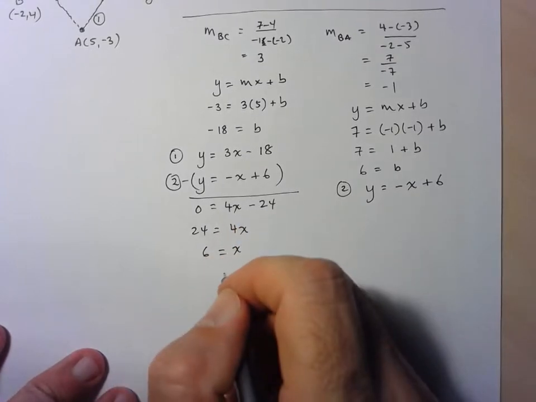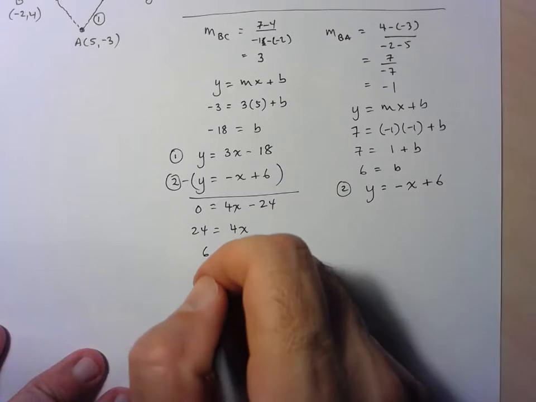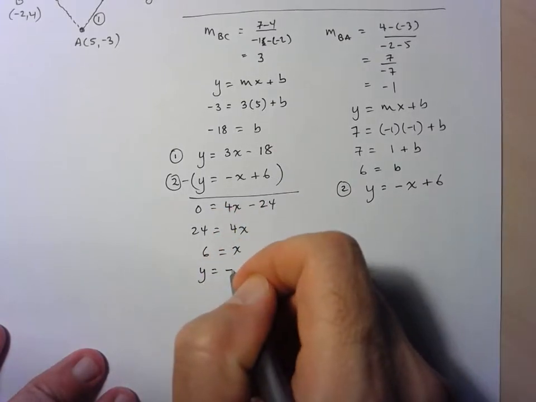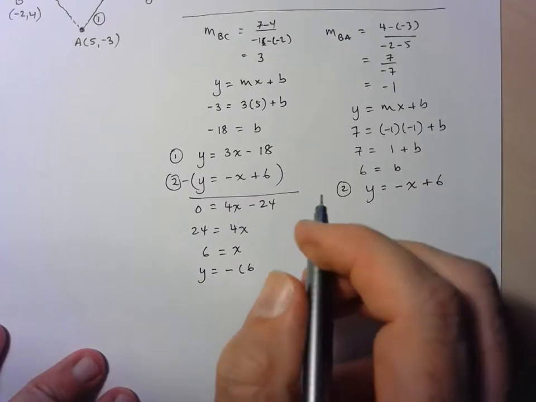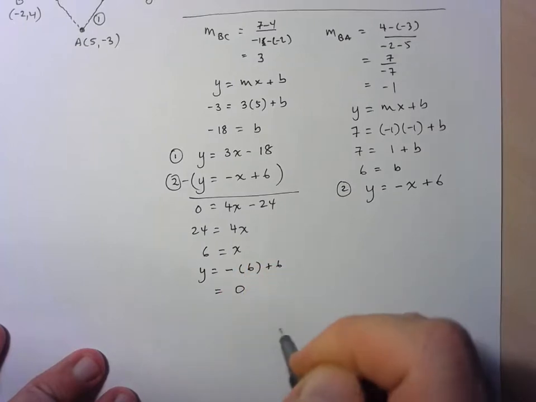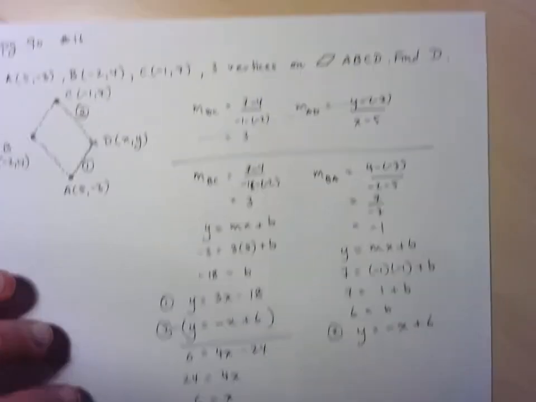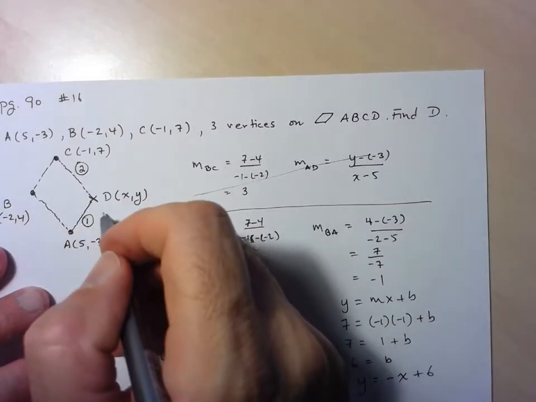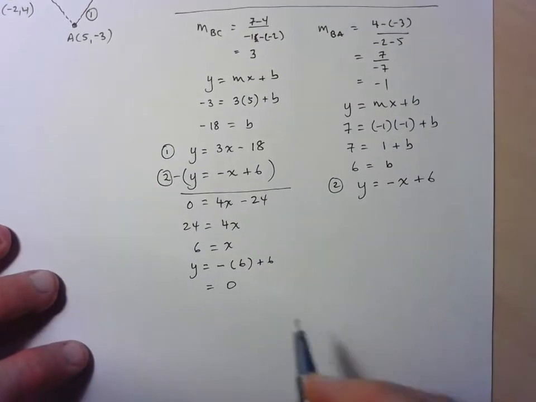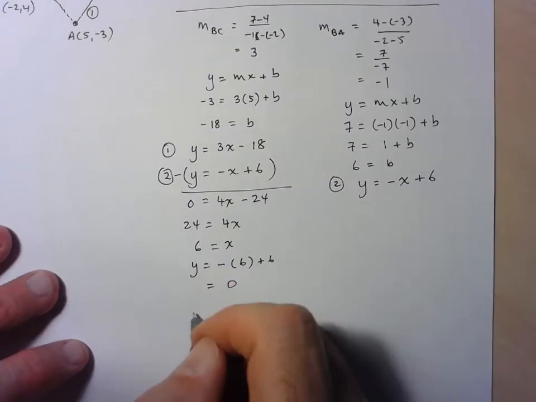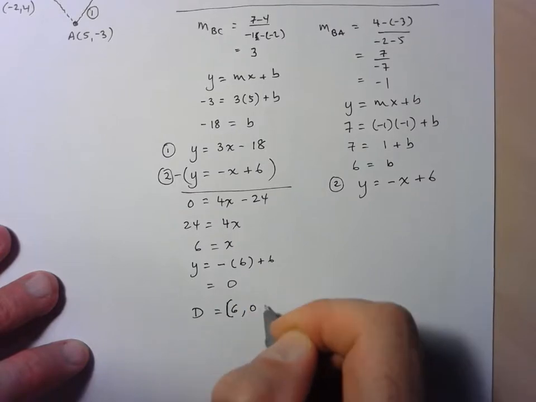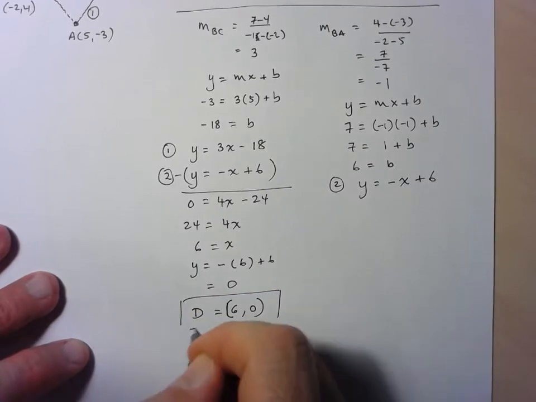So now let's find the y value. Y is equal to, I'll use this one here, negative x, which is 6, plus 6. Hey, that's just equal to 0. So it looks like the point of intersection between these two lines, which is the D value that I'm looking for, occurs at (6, 0). So my D should be equal to (6, 0). And there you go. There's the equation.